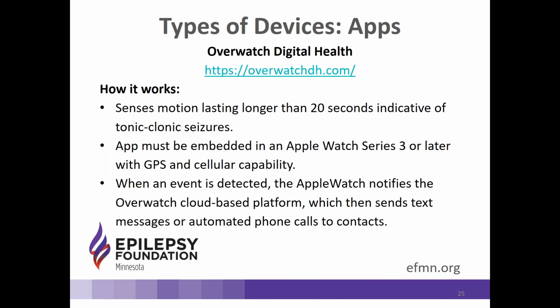The second app I want to talk about is the newest one on the market. I think it just came out sometime last year. It's called the Overwatch Digital Health app. And again, it works pretty much the same way. It senses motion lasting longer than 20 seconds that is indicative of tonic-clonic seizures, that repetitive shaking motion. This app has to be embedded in an Apple Watch Series 3 or later. I believe they're on 5 now, with 7 to be released fairly soon. And that watch has to have GPS and cellular capability.